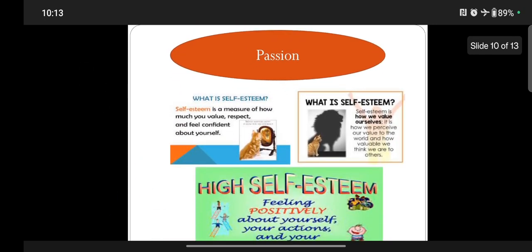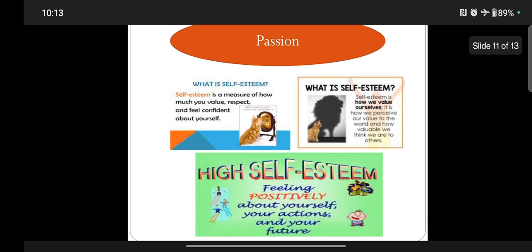The next P that we have is passion. Passion is self-esteem, a measure of how much you value, respect, and feel confident about yourself. Of course, if you're going to give a presentation, you need to look passionate. You need to reflect passion through your body or through the words that you are speaking, through pronunciation, through your volume, your pitch, your frequency, and tone, and all these things. So, be it whatever, you must have a certain confidence, respect, and value of yourself, that whatever you are speaking or delivering is going to leave a huge impact on the audience. You should feel very positive about yourself, your action, and whatever you are going to deliver in the presentation.